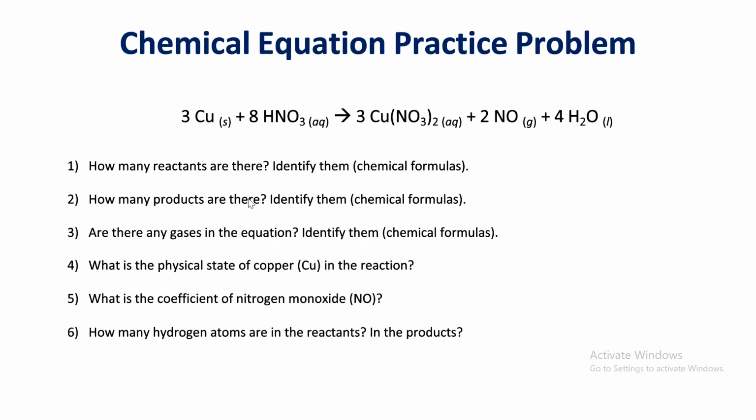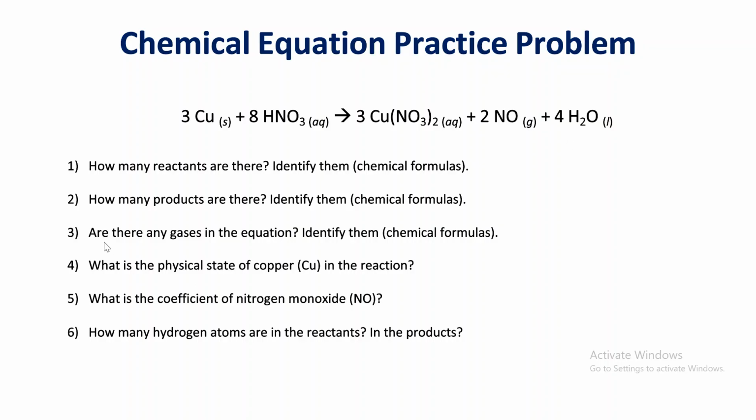So another quick review. We did this last week. Let's review this because this will also come in handy for today's lab. How many reactants are there? We have two reactants, the Cu and the HNO3. How many products are there? We have three products. We got the CuNO3 2, we have the NO, which is nitrogen monoxide, and we have H2O.